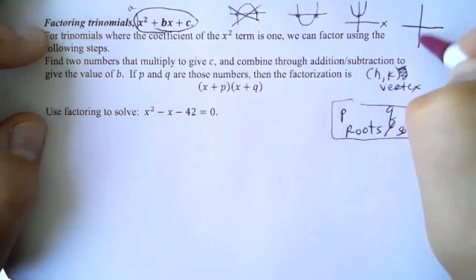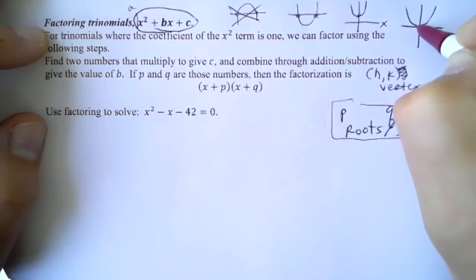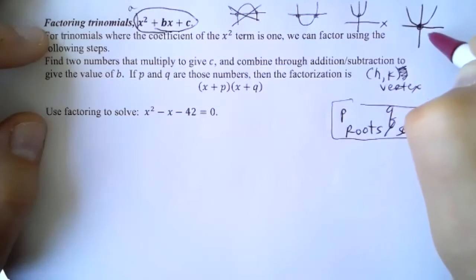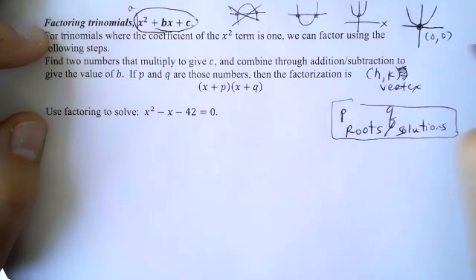Sometimes you'll have a situation where the vertex itself is the solution. Like if, let's say for instance, you have (0, 0) as your vertex. Well, that would also be P and Q in that case. And that's one of a few times that you will actually see that happen, okay?